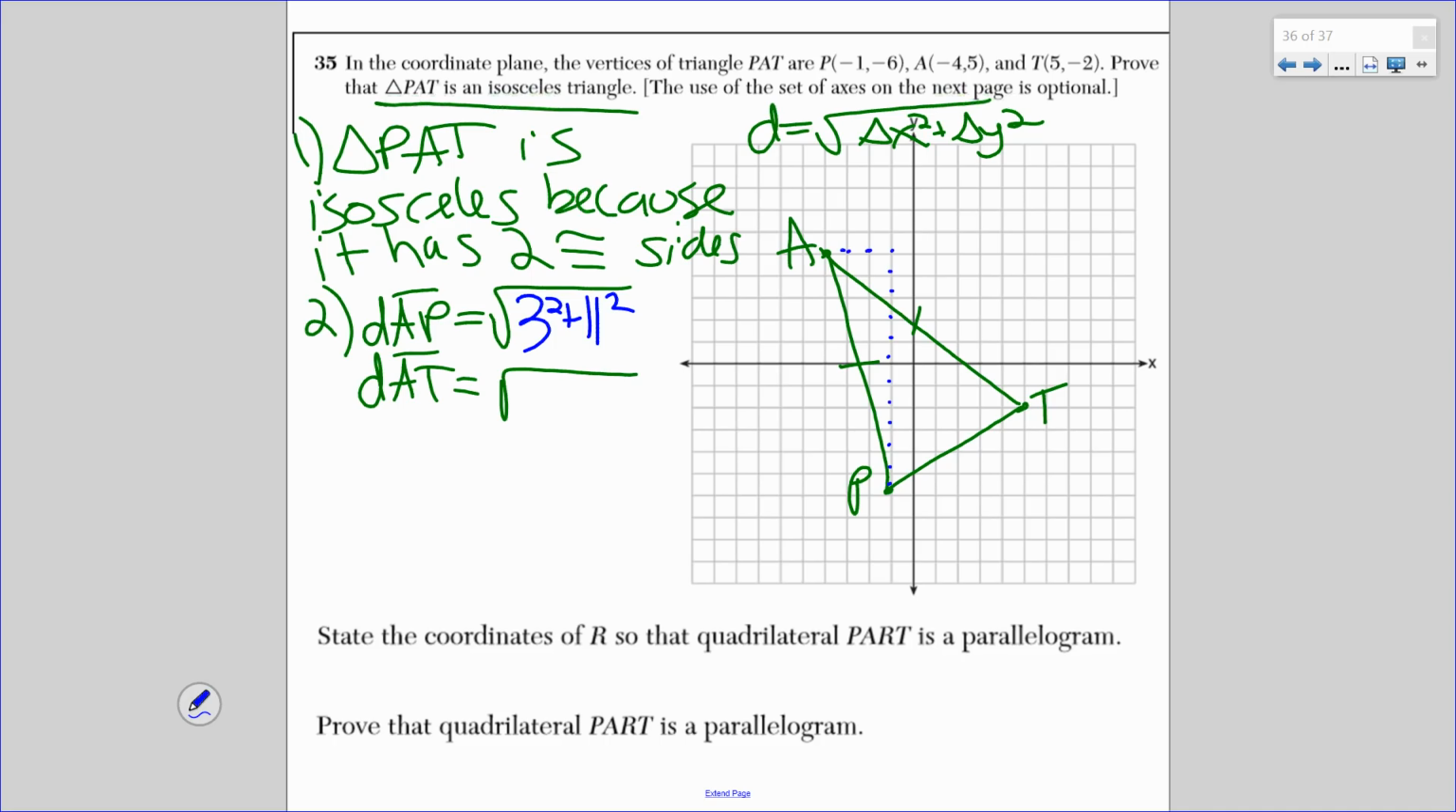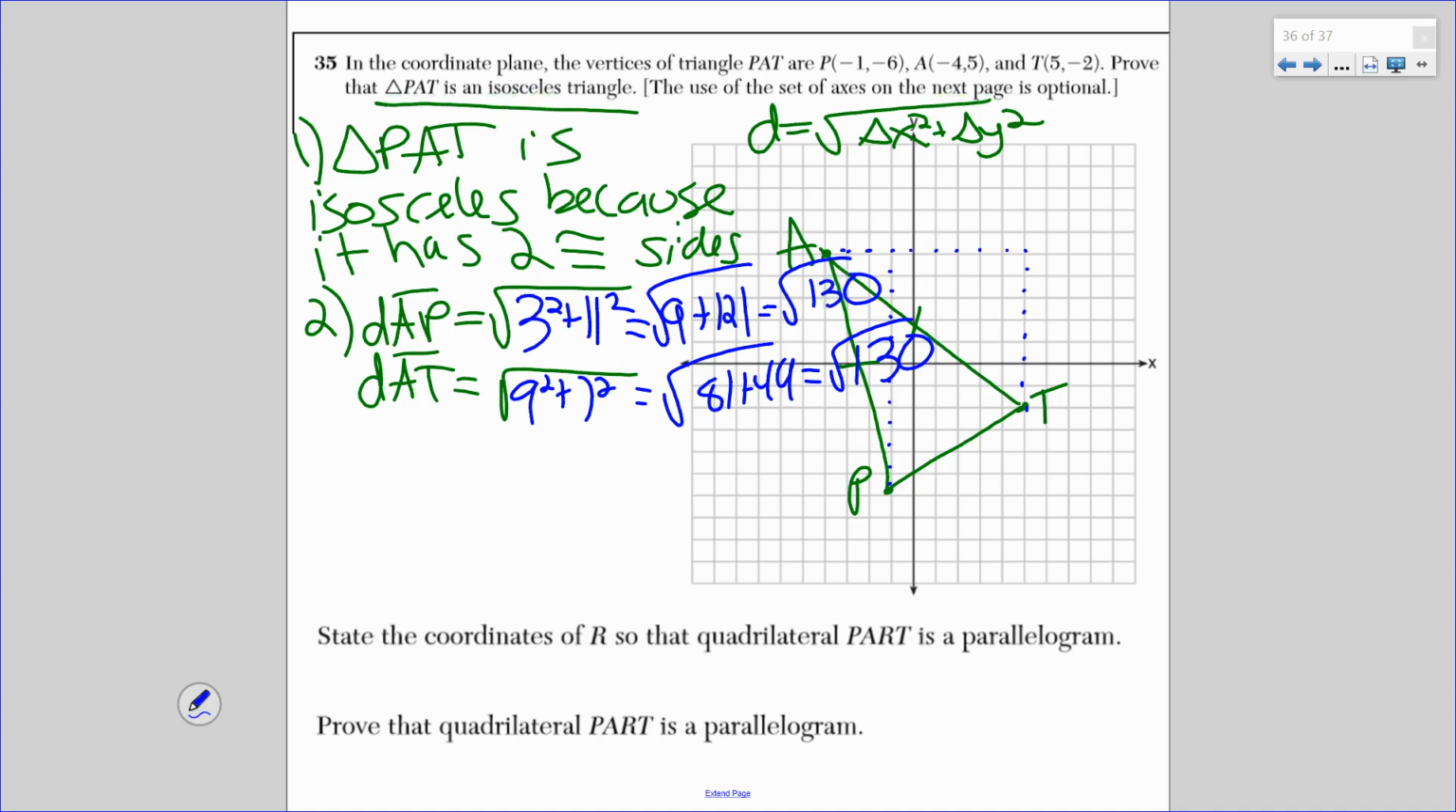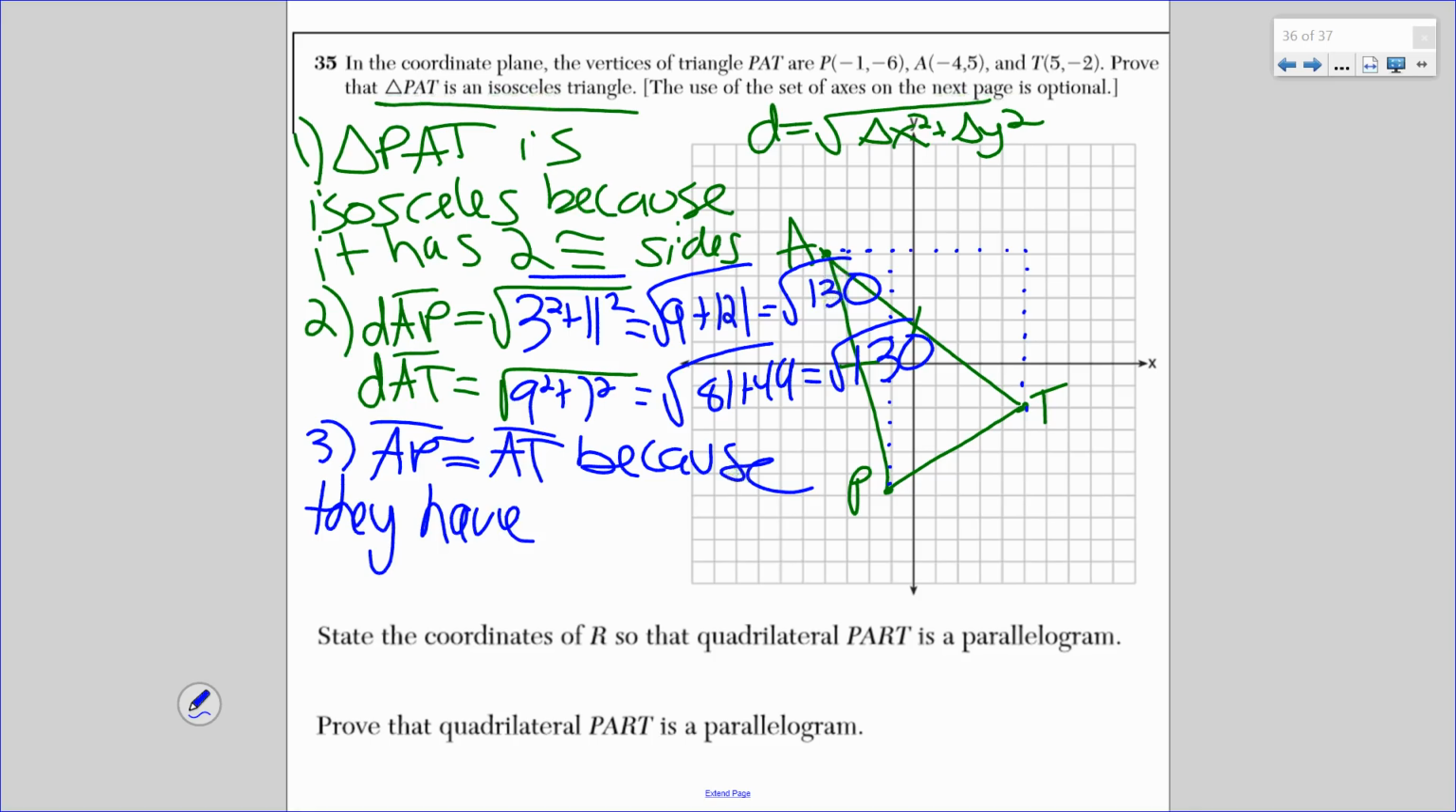AT, 1, 2, 3, 4, 5, 6, 7, 8, 9, 1, 2, 3, 4, 5, 6, 7. Uh-oh, they look different. But wait a second, they both give me the same. I apologize for the board work, but they give you two pages for this. I don't have the luxury of that. So, now that I show they're the same distance, I'm going to state that they're congruent. AP is congruent to AT because they have the same distance.